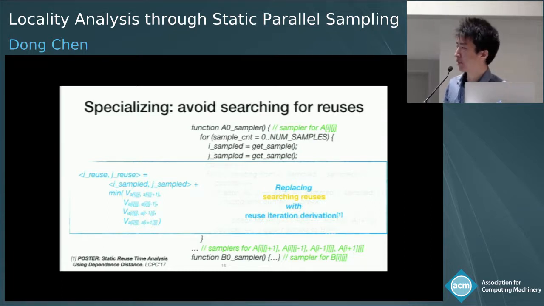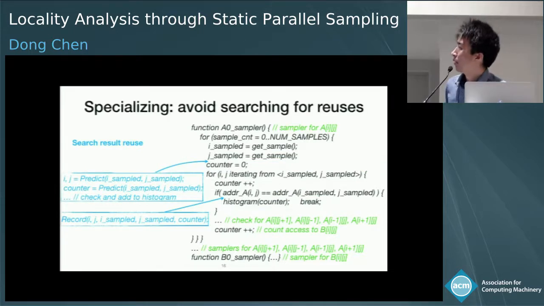We have a cache-line granularity reuse iteration derivation algorithm in the LCTES paper. And even if we don't have more static information, there's still a chance to avoid iterating, as reuses from the same reference may generate the same distance, or the distances follow some patterns. So we can first perform searching for the first several samples, then predict the memory access pattern. With the pattern predicted, for the following samples, we can directly predict the reuse iteration and its distance. And we also have one additional check on whether the predicted iteration has accessed the same location.